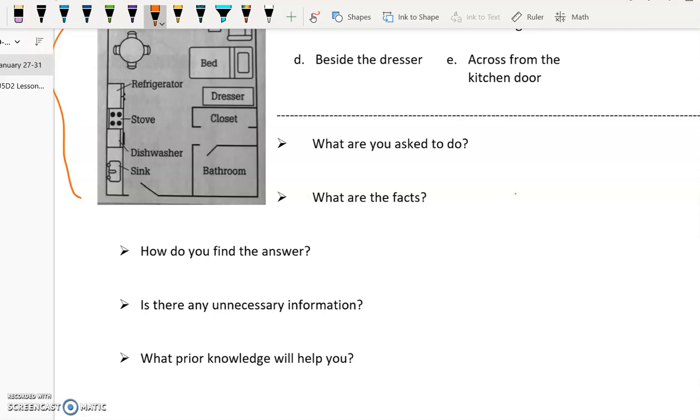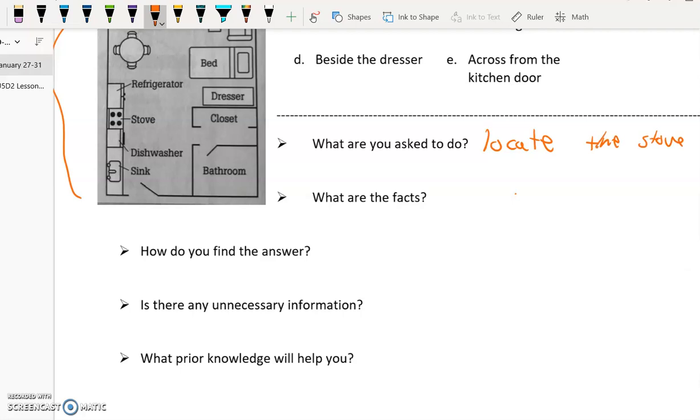So the first question is, what are you actually being asked to do? Okay, not what you're asked to find, but what are you asked to do? You are asked to locate the stove. In your head, that should be the very first step you do, is locate the stove. Okay, then the next question.